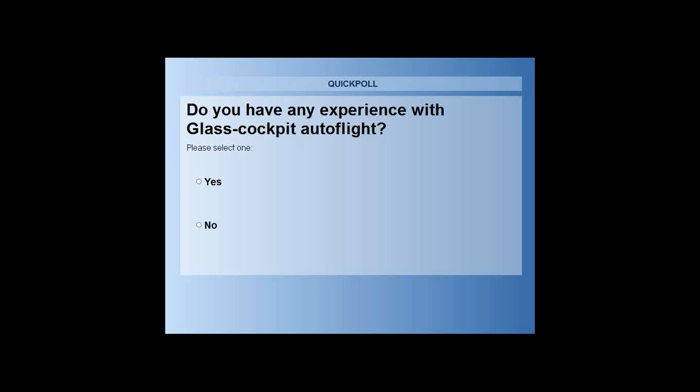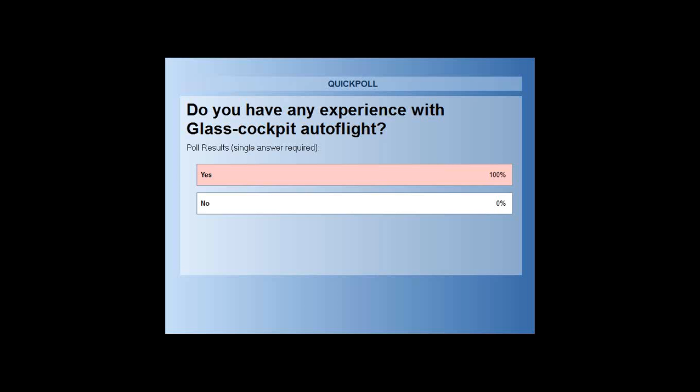Okay, everybody's voted who's going to vote. I will close that, and I'll share it. So, of those who voted, not everybody did, but some said that they have had some experience with glass cockpit autoflight. That's good. Most times I ask this question, nobody has had that kind of experience.